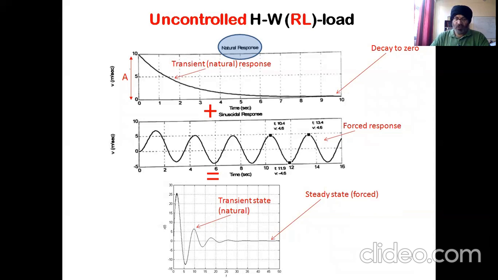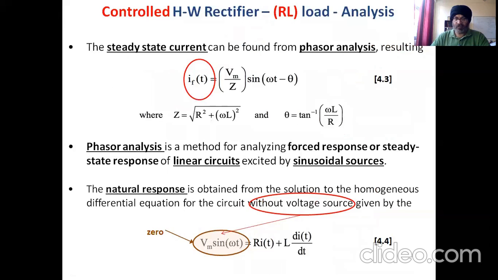So this is only due to the presence of the inductor. Now, mathematically or analytically, how do we do that? The steady state current can be found from phasor analysis. We know that Vm sin omega t was applied at the input, having some phase angle theta because of the presence of impedance over here.